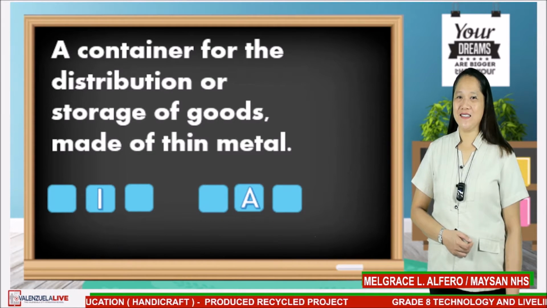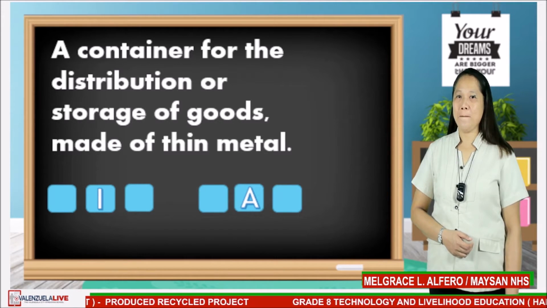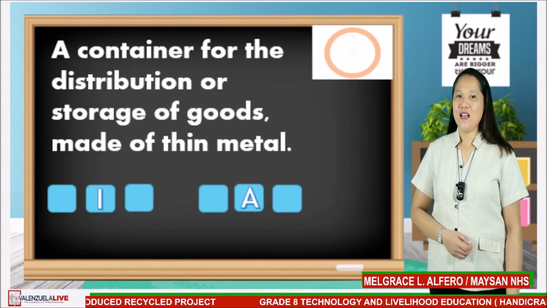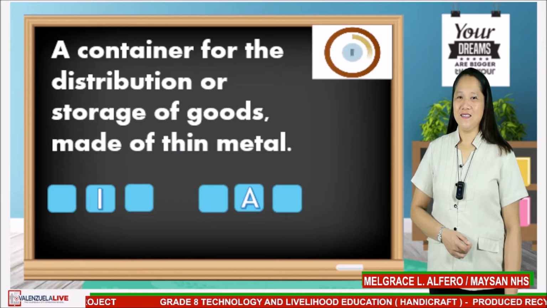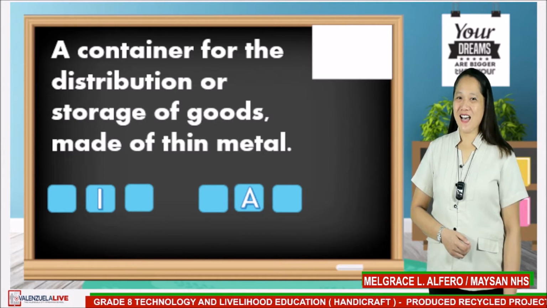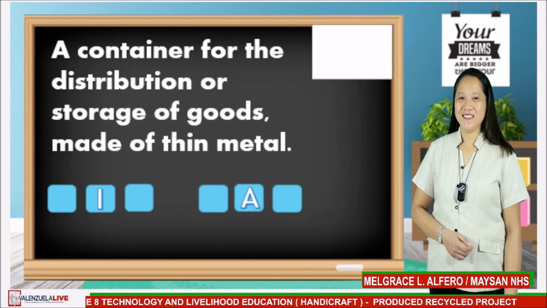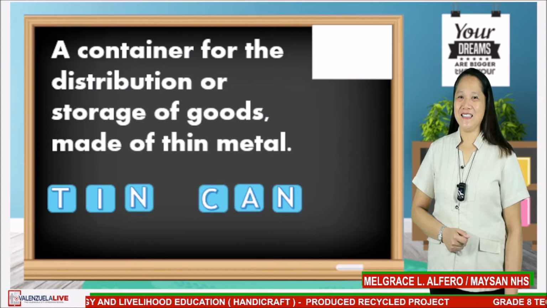Number 4. A container for the distribution or storage of goods made of thin metal. Timer starts now. Time is up. What is the answer? You're doing great. The answer is tin can.